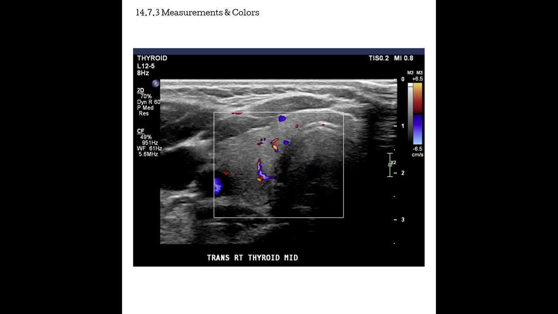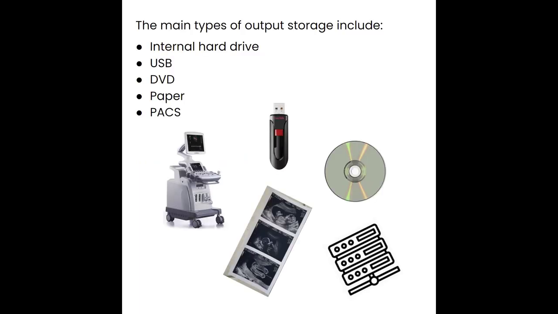Section 14.8, storage. So the last step of the process is to store the images taken for an exam. Storage can either be digital or analog, so a digital analog converter might still be necessary even if the monitor is digital. Now, the main types of output storage are going to include the internal hard drive on the machine itself, a USB drive, a DVD, or a CD, using paper, or PACS.